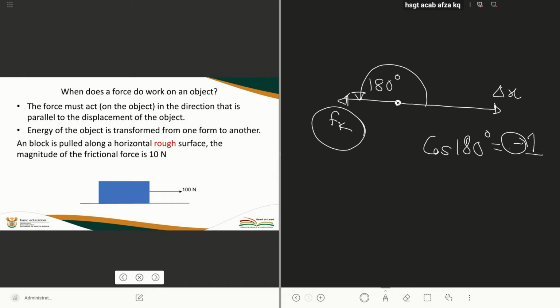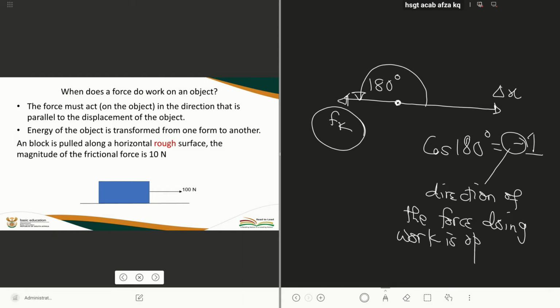So this negative has nothing to do with the mathematical number line. It says the direction of work done. The direction of the force doing work is actually opposite to the displacement, to the delta x. Very, very important. So if we go back to our main question, when does a force do work? The force must displace the object in the direction parallel to the displacement of the object.